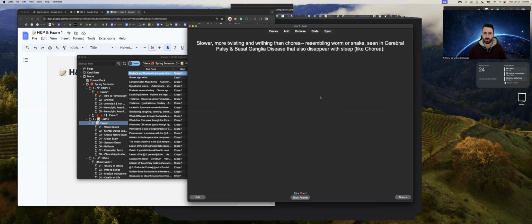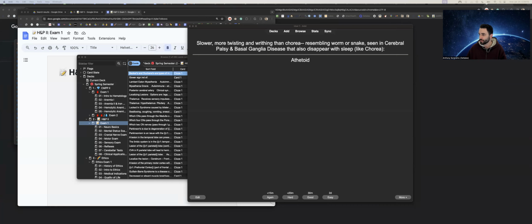Slower, more twisting and writhing than chorea, resembling a worm or snake. Oh, I don't remember. I'll know it if I see it. Seen in cerebral palsy and basal ganglia disease, and disappears with sleep. Is this like the orthopiusis? No, athetoid. Okay. I think I did Google that though. Athetoid. I was thinking of dystonia. It's a type of cerebral palsy, probably the big one. You'll see athetoid. So a worm or snake.